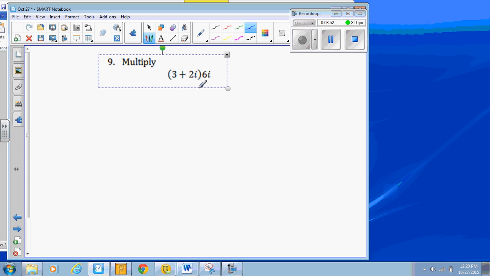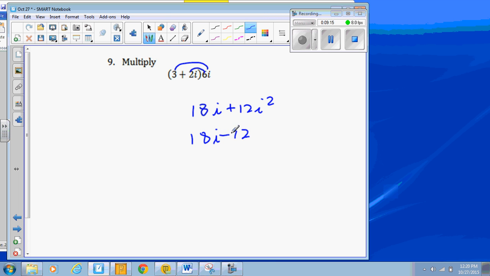Okay, multiply here. We have a binomial times a monomial. Now, usually we see this in the front, but in this case it's in the back of the fraction. It doesn't really matter. It goes in like this. That gives you 18i. And this here is going to give me plus 12i squared. But i squared is negative 1, so 18i minus 12. And now put it in the right form would be negative 12 plus 18i. And that would be the answer to that problem.